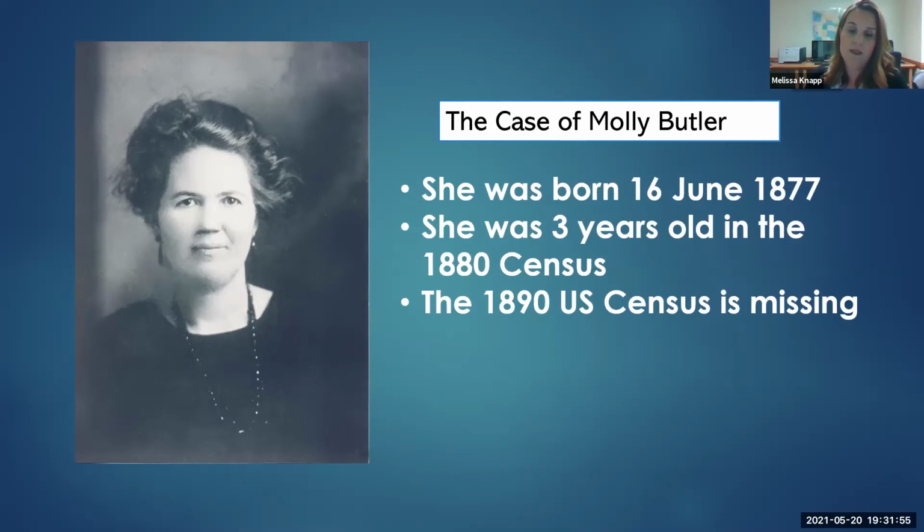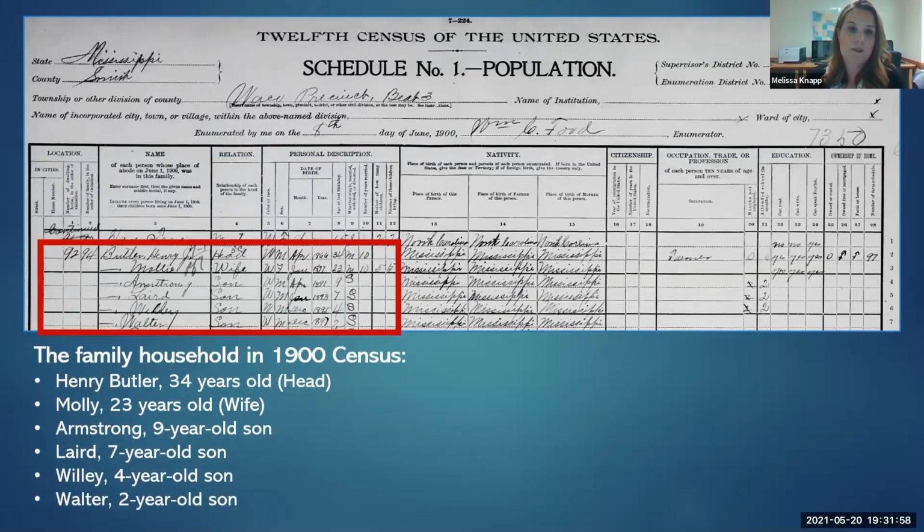The next time that we see Molly, one of her records, is in the 1900 census. Now, we didn't have a marriage record available that we could find for Molly. So looking at this census, we see that in her household, her husband was Henry Butler, who was 34. Then there was her, she was 23. And then it lists 4 sons: Armstrong, who was 9, Laird, 7, Willie, 4, and Walter, 2. Okay, so I want you to think about that a little bit. We've got a 23-year-old mother with a 9-year-old child. So what would that tell you?